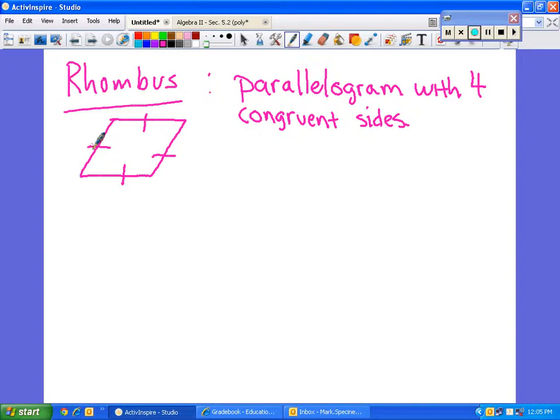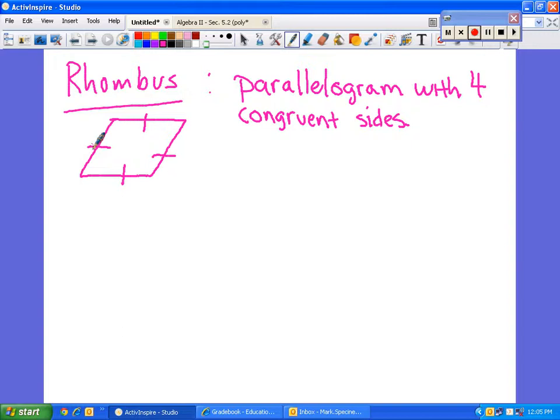Now, what you need to understand is all of these shapes are parallelograms. Rhombus, square, and rectangle. Those are the three shapes we're going to talk about. All three of them are parallelograms. So all three of them have all the properties of parallelograms.